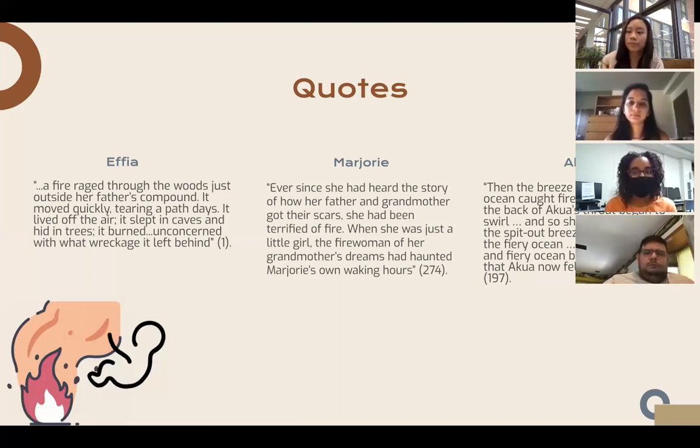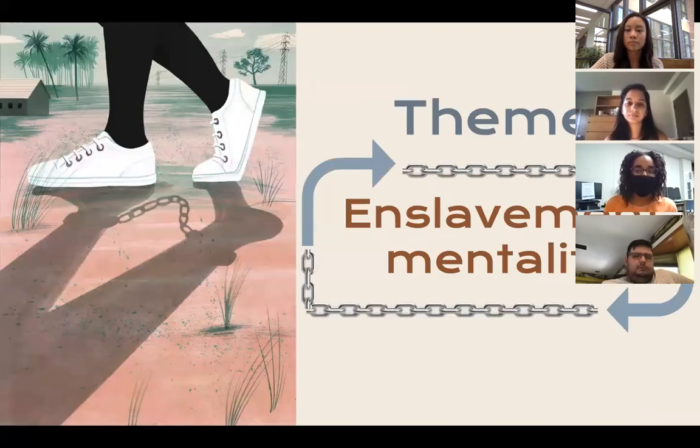Right, yeah. So as a conventional symbol, Yaa Gyasi used it as a kind of warning and danger sign, but she also used it as a contextual symbol, and the fact that it connected each of Effia's descendants to Mame, and the fact that they had instances with fire that either harmed them or was a danger to them. Another theme in Homegoing is the enslavement mentality.